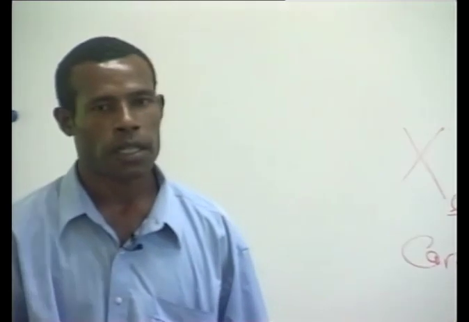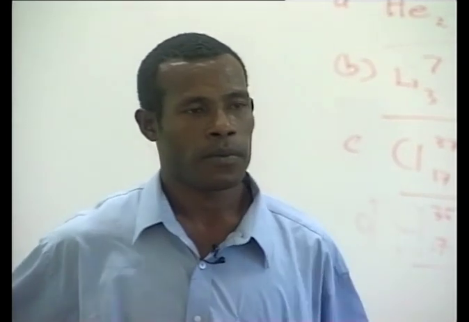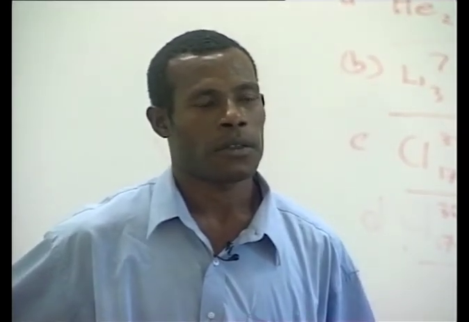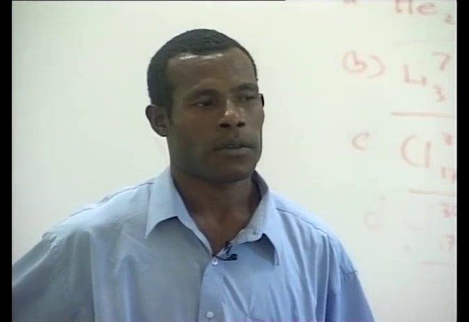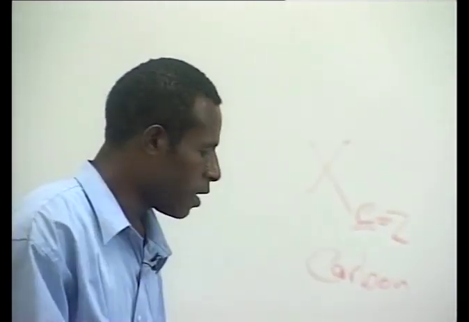Say the number of neutrons if the nucleon number is 14. If the nucleon number is 14, what is the number of neutrons? 8 neutrons. Okay, good. It is 8 neutrons because 8 plus 6 will give us 14.